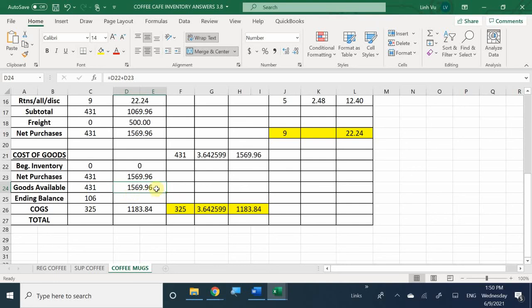Are you punching these numbers in? I'm trying to get the 3.6425, and my formula comes up 2.71 something. Are you, okay, so 1569.96. Okay, wait a minute. Let me look at that just 1 minute.